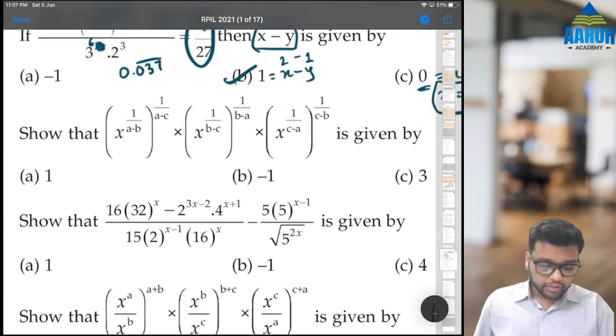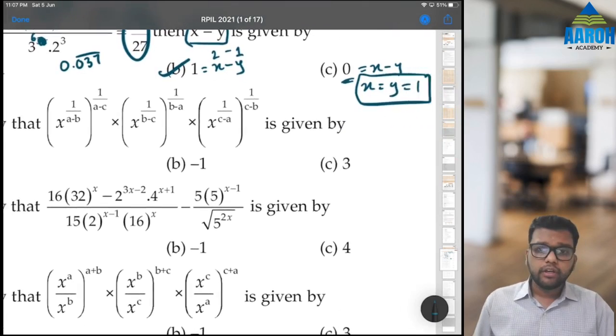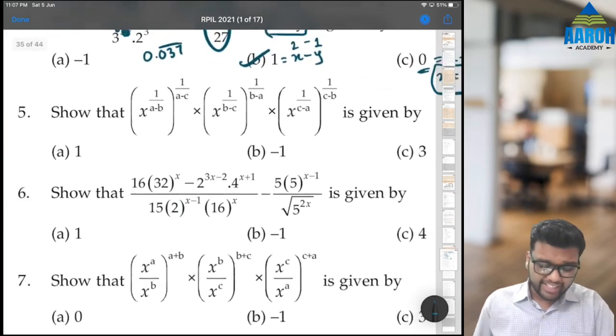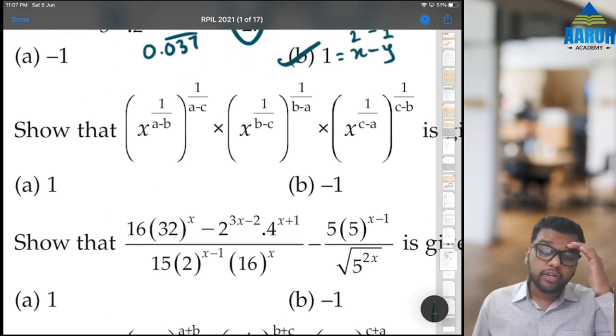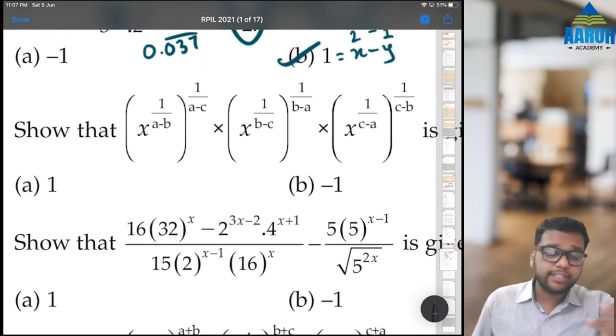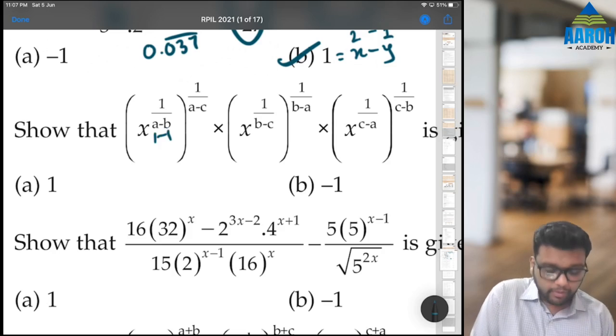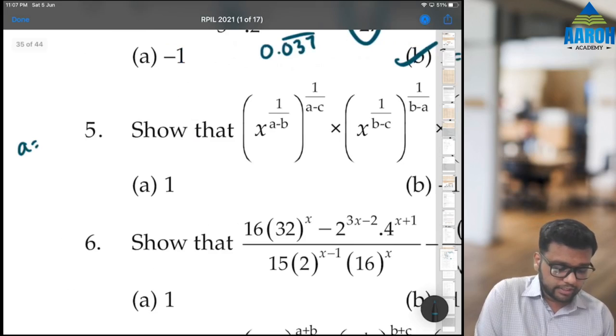Next, fifth, show that this is given by what? Again, there is no x, y in the options, or abc, so we can assume anything that we want. But now don't assume a, b, c as 1, 1, 1, because 1 minus 1 will become 0, so that will not be possible, right? So let's assume a as 1, b as 2, c as 3.